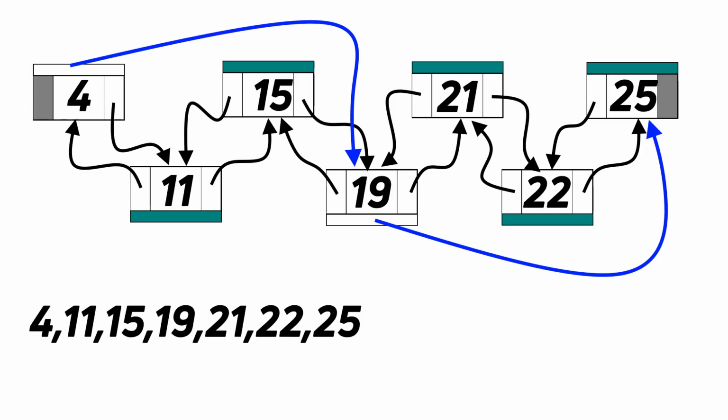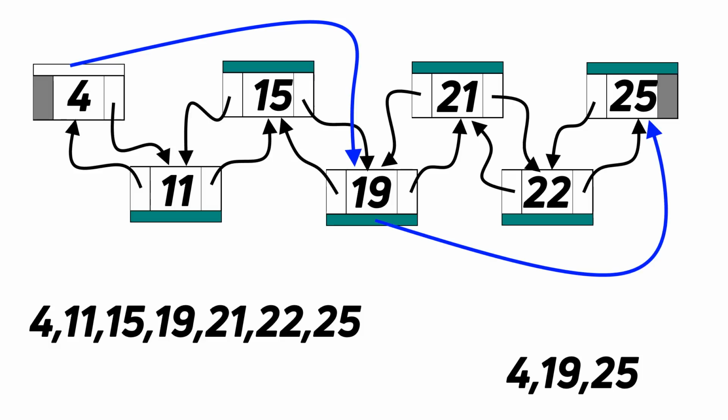Now, the advantage of this is that if I follow the list using a linked list, of course I get 4, 11, 15, 19, 21, 22, 25, but if I follow it using the skip list, I get 4, 19, and 25. It's a much, much shorter list. But what's the point of that? Well, the point of that is this.